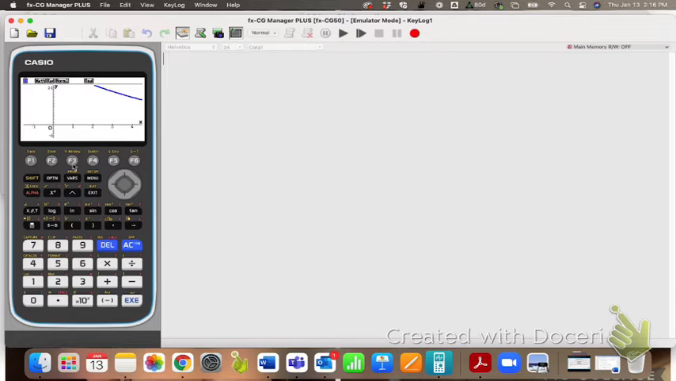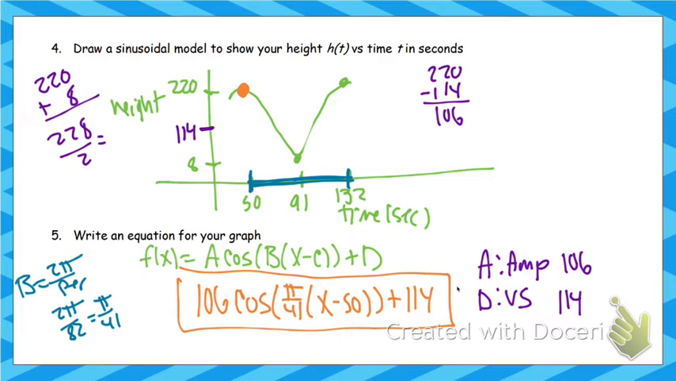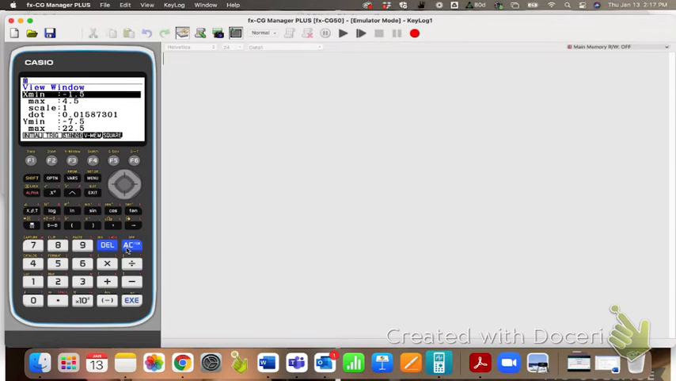So I'm going to go to my window, where it says V-Window on F3. We're going to make our window match the picture that we just drew. So here's the picture that we drew. If you look at your x-axis, that's our time. We don't really care about negative time. So my x min is going to be 0. Then if you look, we needed 132 seconds in order to actually see a full cycle of this graph. So my x max probably needs to be at least 132. So I'm going to make my x min 0, and my x max, I'll make it 150. That's a little bit more.